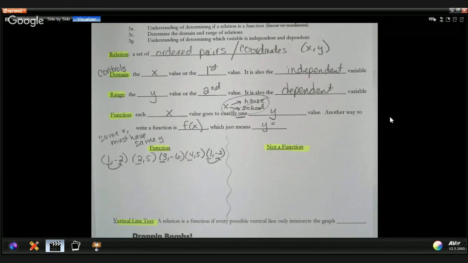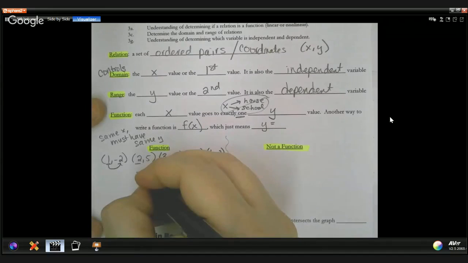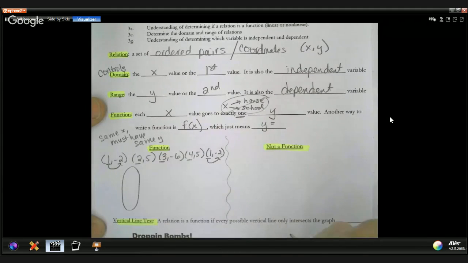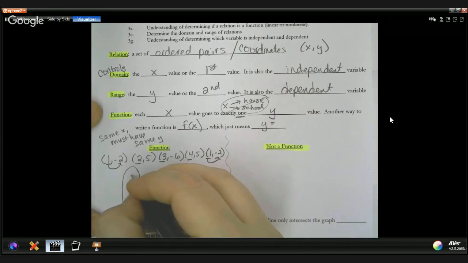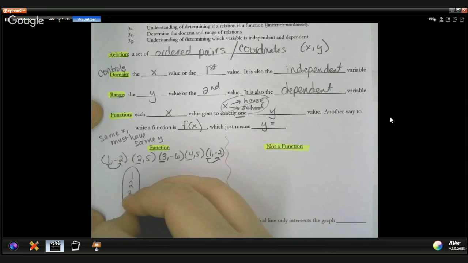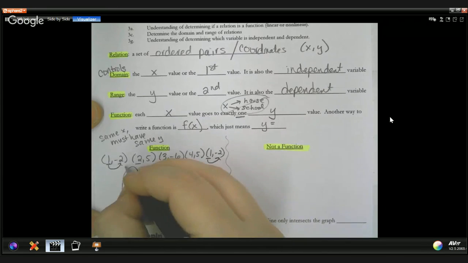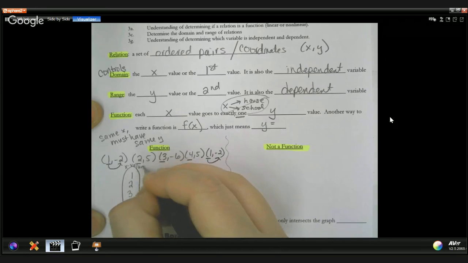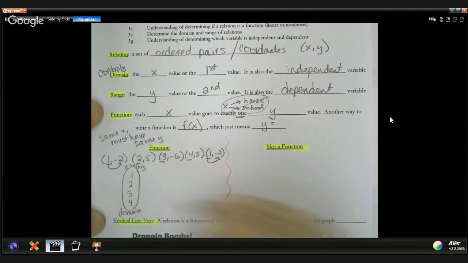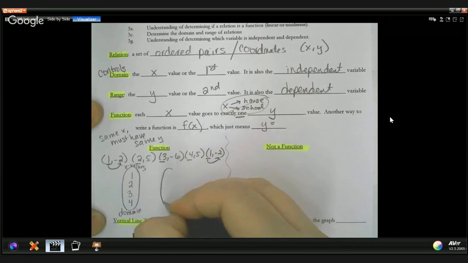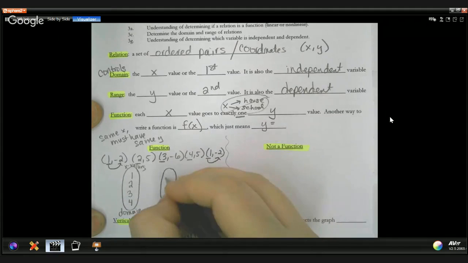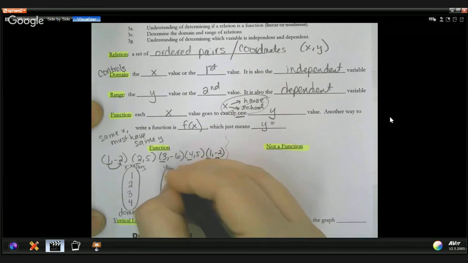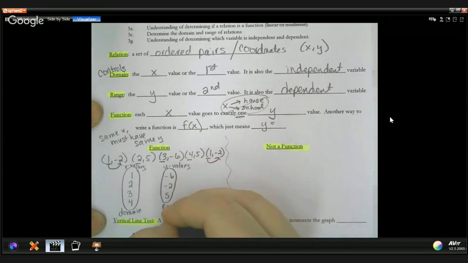Now, sometimes you're going to have something called a mapping, which is kind of bubbles. What they do is they put these in order from smallest number to biggest. And they also make sure that they don't repeat numbers. So my smallest number is 1, then 2, then 3, then 4. And these are my x values, which are also my domain. And then I have my y values. My smallest y is -6, -2, and 5. So these are my y values, and these are my range.